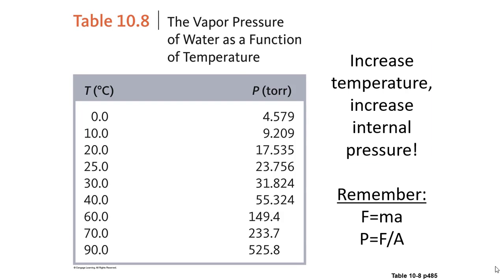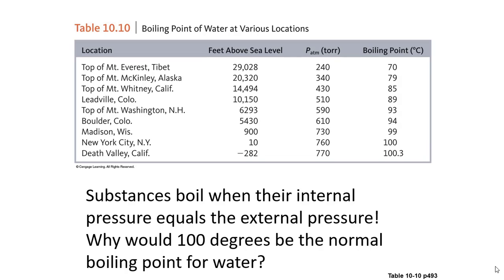Remember, if your vapor pressure at 70 degrees is 233 torr, at that point you're equal to the pressure around you if you happen to be on Mount Everest. As you increase your feet above sea level, you decrease the pressure around you, which decreases your boiling point. Substances boil when their internal pressure equals the external pressure. We consider 100 degrees to be the normal boiling point simply because that's approximately sea level, where pressure is defined as 760 torr, or 100 degrees.